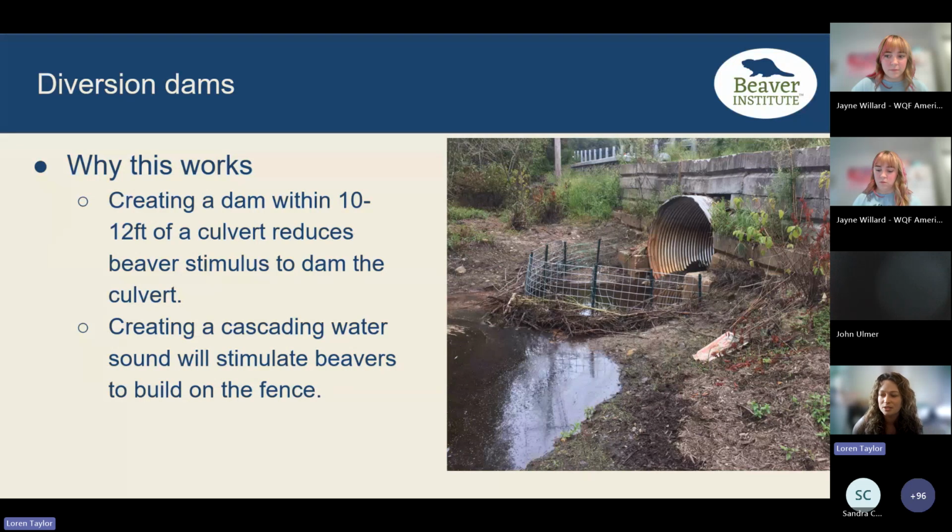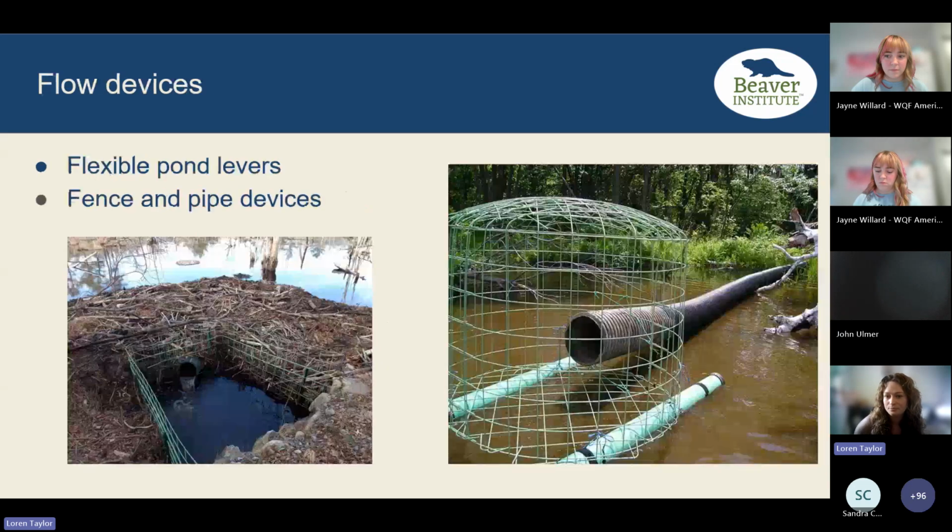So we only use these types of techniques in areas where a large beaver pond is not going to impact property or infrastructure. And they work because we are creating a dam within 10 to 12 feet of the culvert, which reduces beaver stimulus to dam the culvert itself because there's already a dam that's very close in proximity. We also encourage damming on the fence by creating cascading water sounds, which is a really big stimulus for beavers to build. And so they tend to build on the fence rather than the culvert in these scenarios.